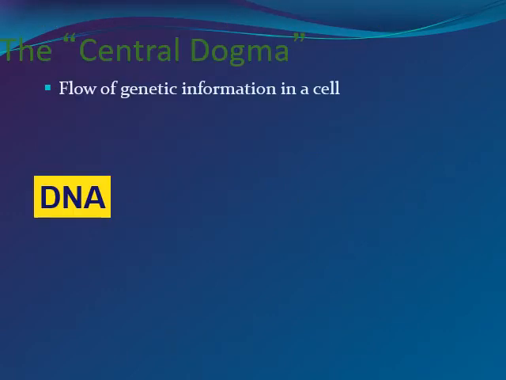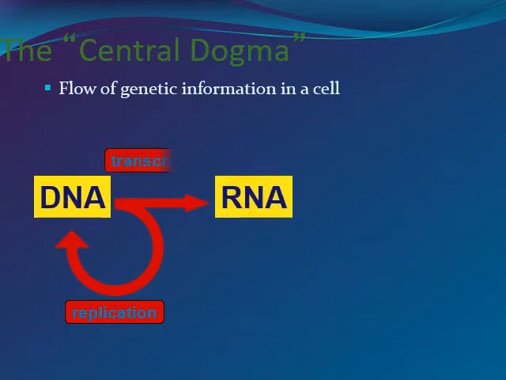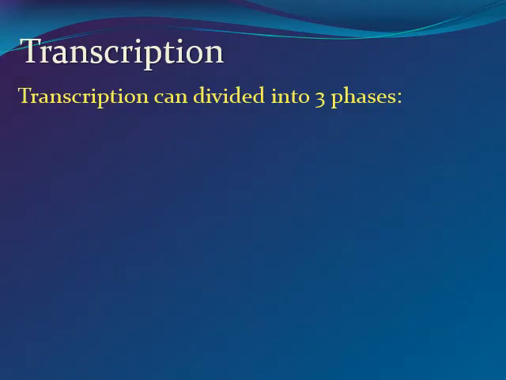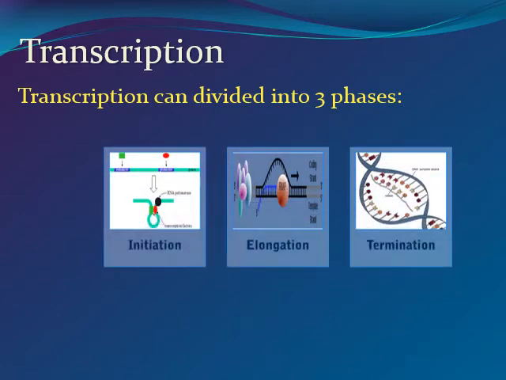What is the meaning of central dogma? Central dogma means the transfer of the genetic information from DNA into RNA by transcription, and from the RNA into protein by translation. The process of transcription occurs in three stages: initiation, elongation, and termination, as in the replication process.